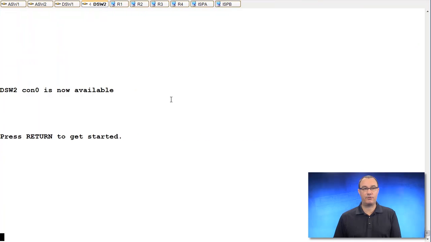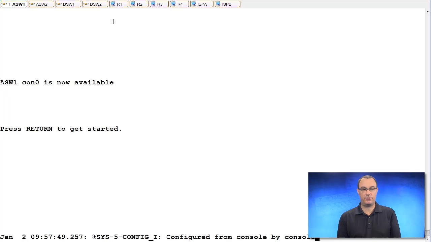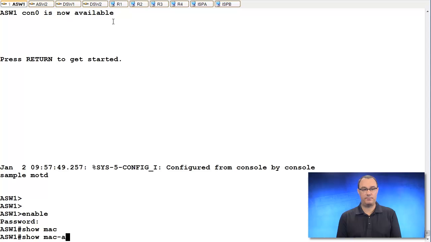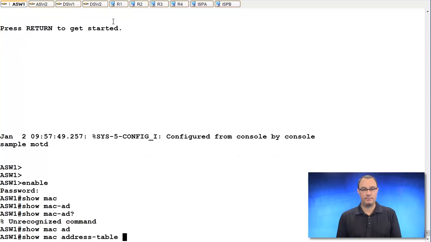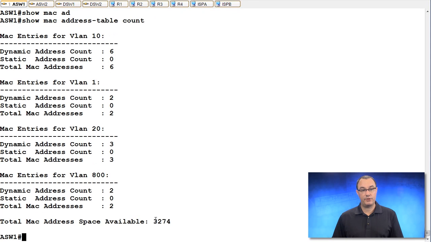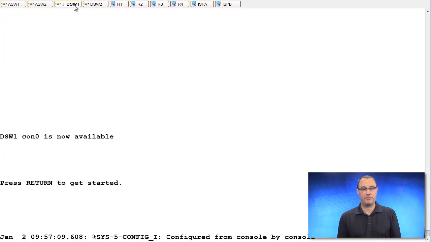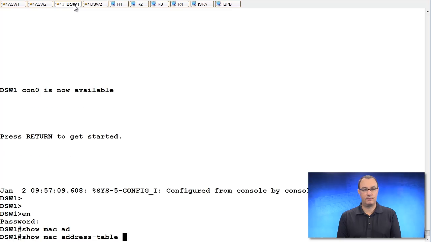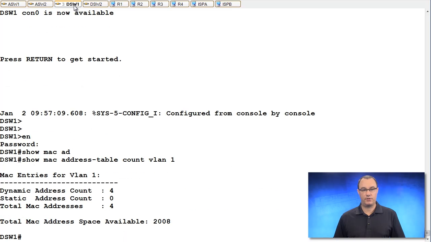Well, let's look at our MAC address table on one of these 2960s. I'm going to do show mac address-table count. We can store about 3,200 MAC addresses on this switch. On the 3750s that I have, it's a little bit higher. I'll just look at a single VLAN. Actually, I stand corrected, it's 2,000. Okay, so a little bit lower.